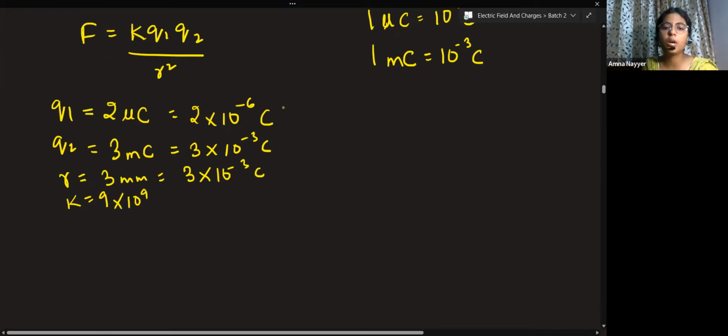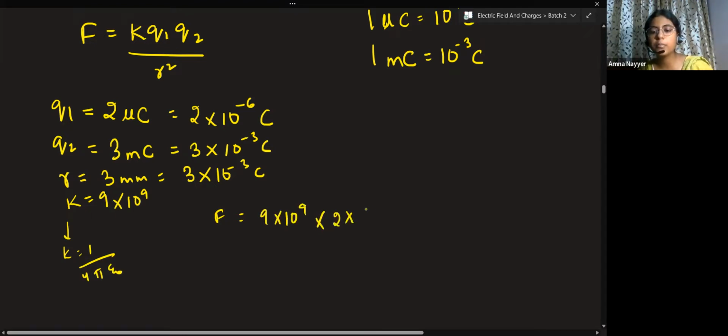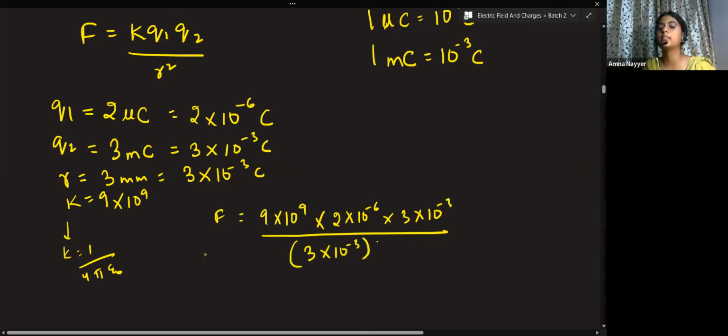K is basically your 1 over 4 pi epsilon naught that we are studying. Now we just have to put in the values. K is 9 into 10 to the power 9. Q1 was 2 into 10 to the power -6. Q2 is 3 into 10 to the power -3, divided by R square. So 3 into 10 to the power -3 whole square. This is what we have to calculate.